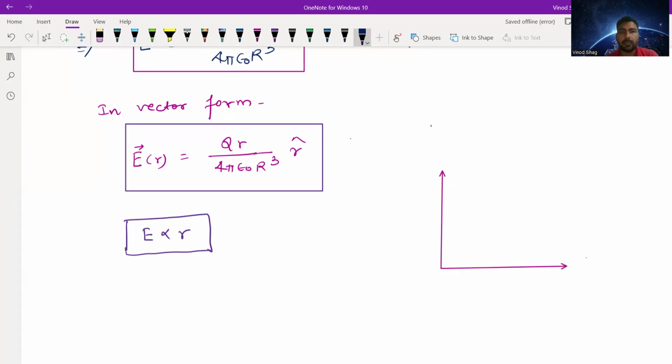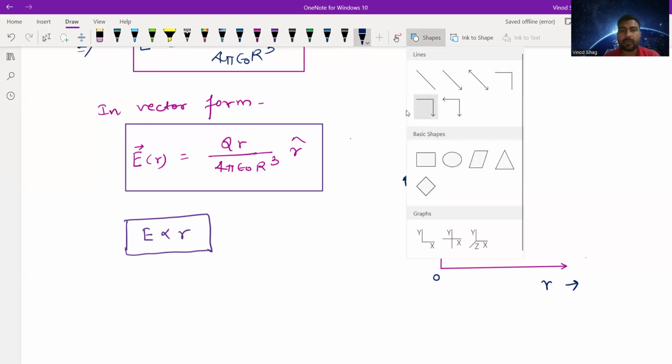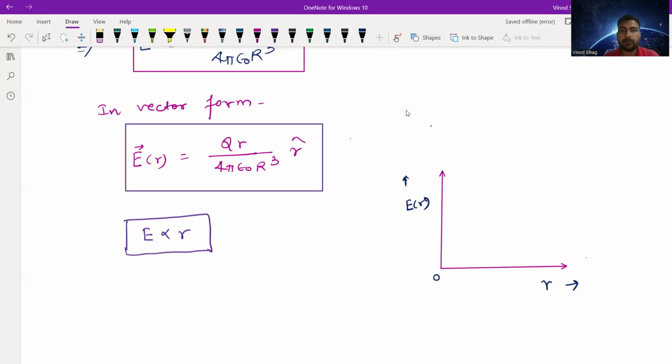So if on the horizontal axis we take r, and on the vertical axis we take the electric field, then the graph between them will be a straight line. So that's the graph between electric field and the radius of the smaller sphere.